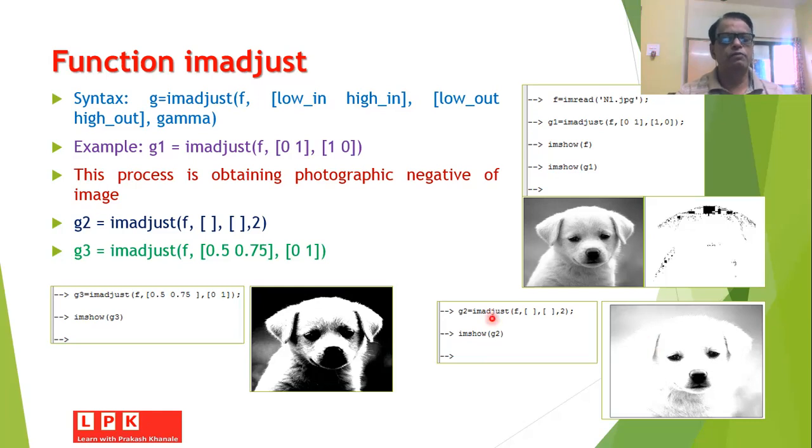If I write the function as g3 = imadjust(f, 0.5, 0.75, 0, 1), then you will find that a higher contrast, darker image is observed compared to the original input image.